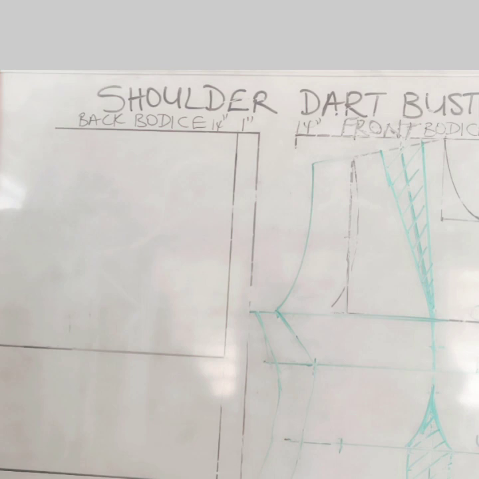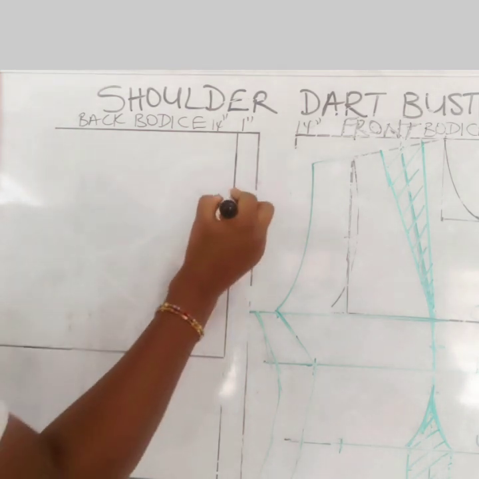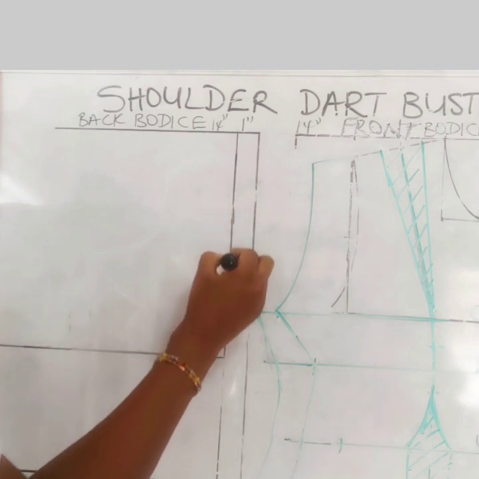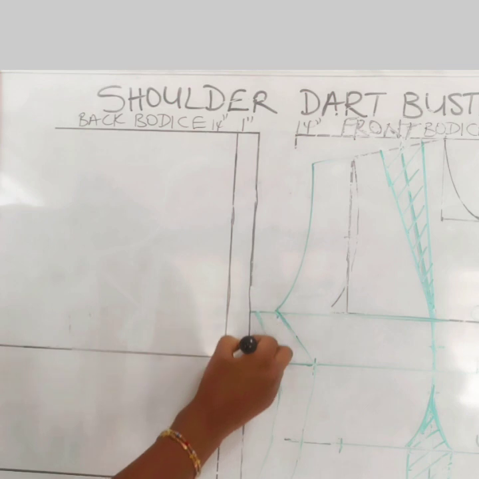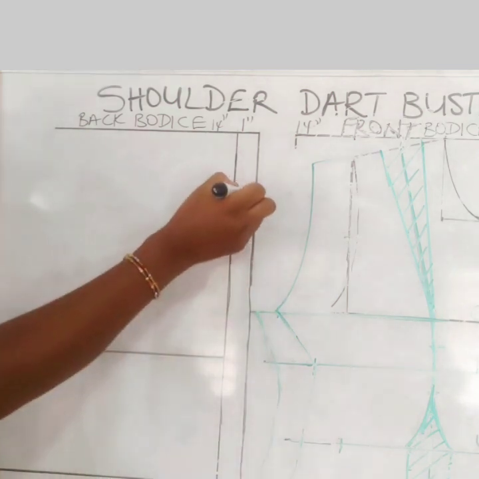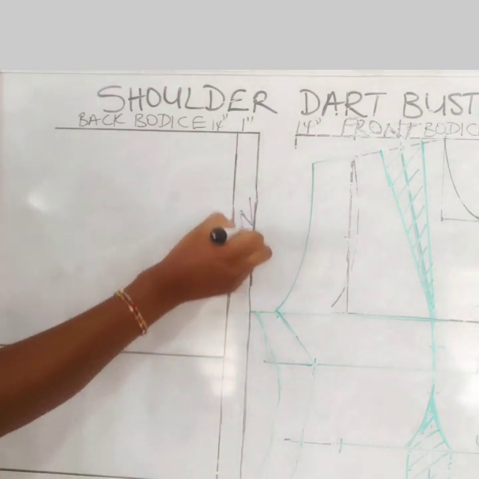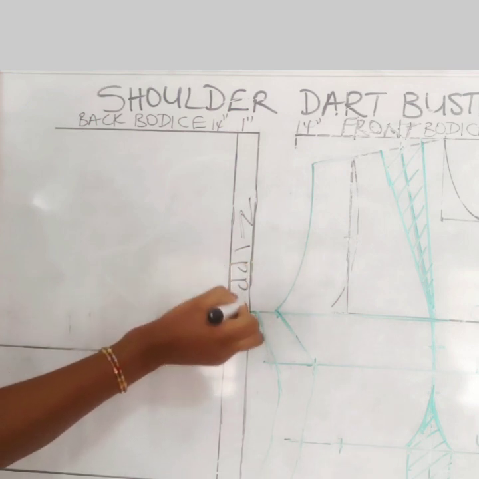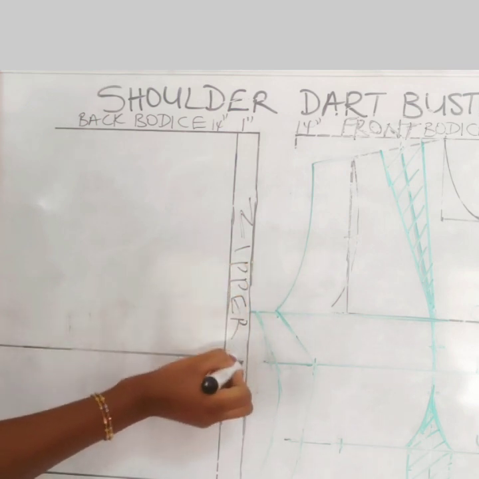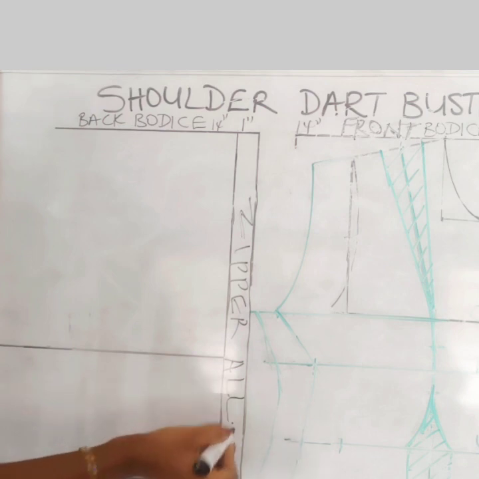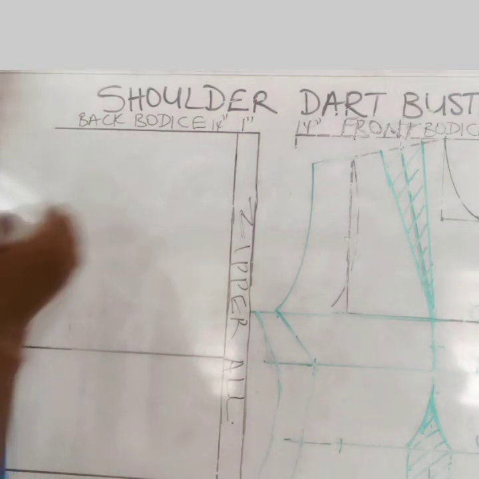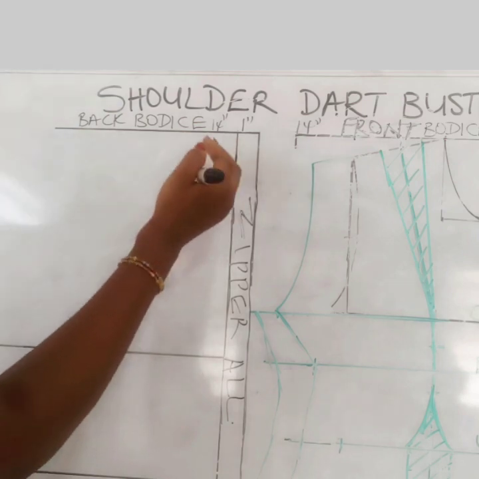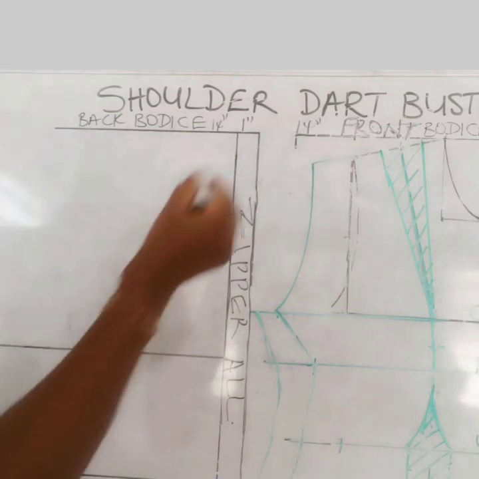Okay, so I have some lines drawn out here already. This is our zipper line. So this part I've separated is the zipper. That is where the zipper will be. So just call it a zipper allowance. And then we are going to start all our measurement from this line.